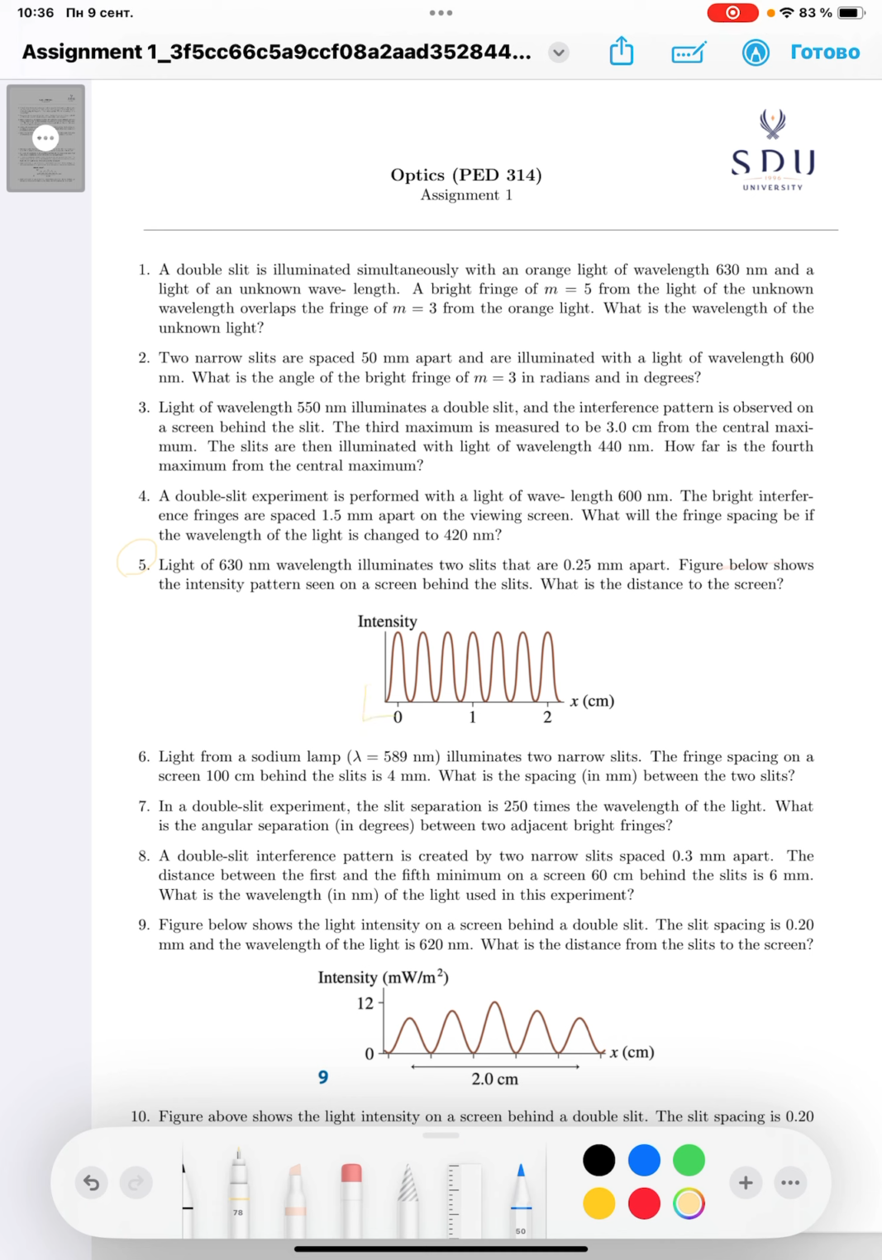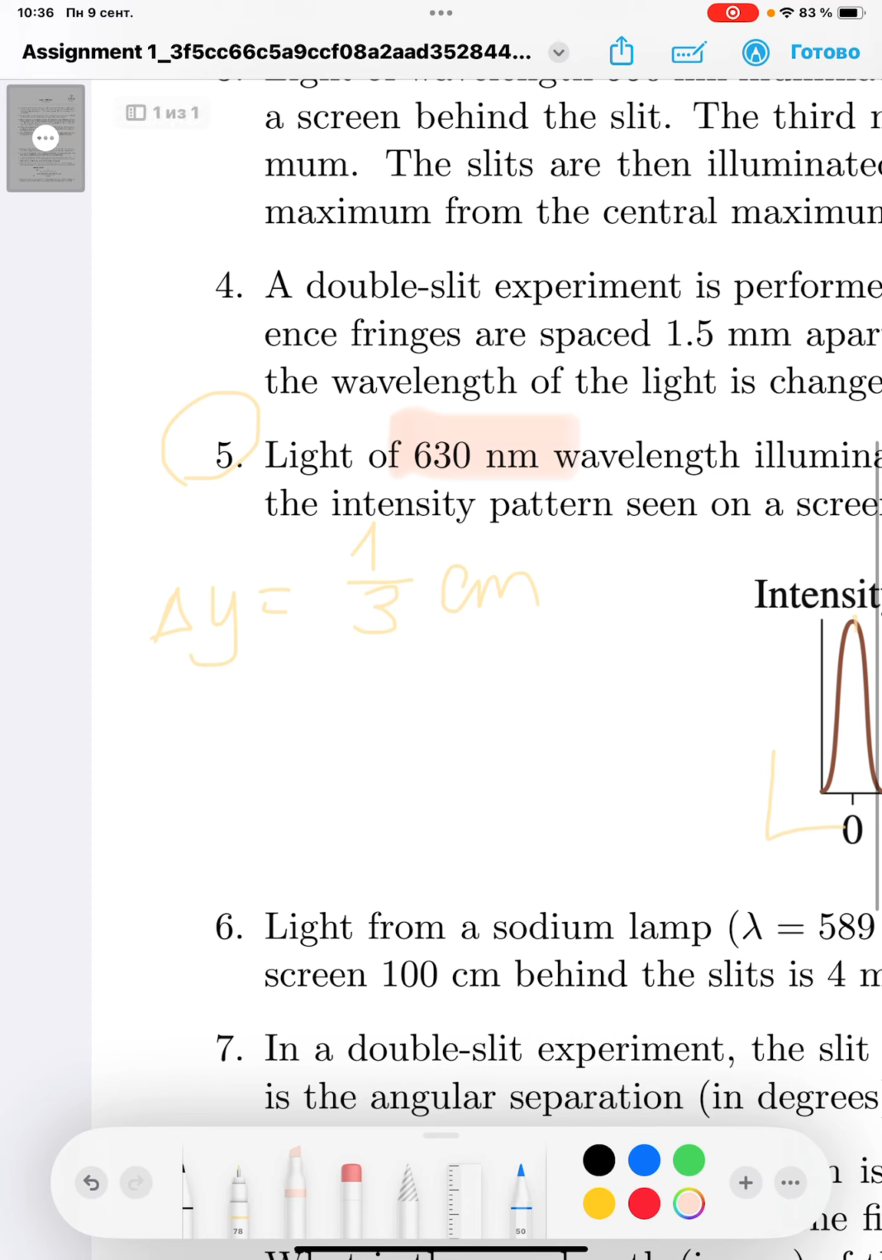our delta y is 1 over 3, and also here it is in centimeters, so 1 over 3 centimeters. After that, what must we find here? We must find the distance to the screen, and here we can already notice that we have the wavelength, the distance between slits is already given, and let's remember our main formula, which is known as delta y is equal to lambda times L over d.